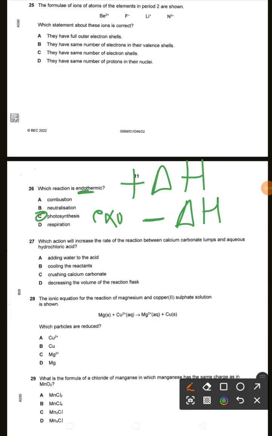27. Which action will increase the rate of reaction between calcium carbonate lumps and aqueous hydrochloric acid? Now we're increasing the rate of reaction, so diluting will not help us. Cooling the reactant will do the opposite actually. Crushing calcium carbonate, correct, because we increase the overall surface area. Decreasing the volume of the reaction does nothing. So our answer is going to be C.